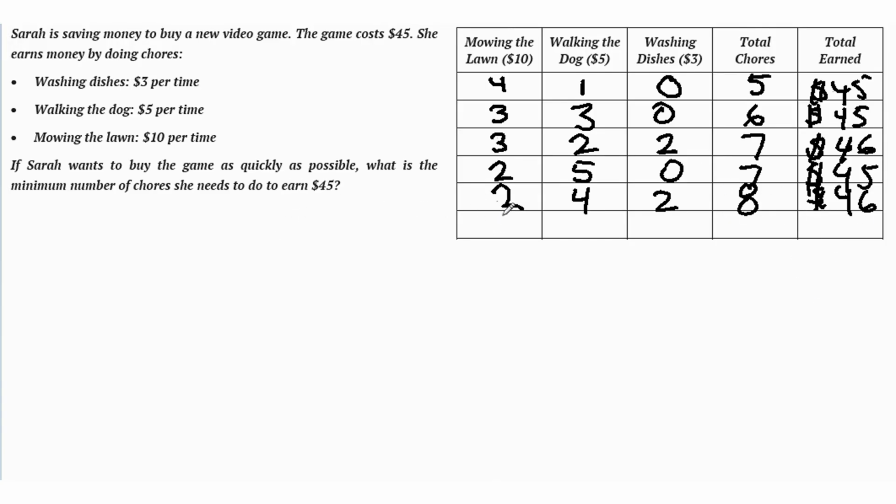And let's just say she only mowed the lawn once. Well, okay, only one time. Then from there, that would be $10. So she's going to do a lot of dog walking from there, which actually, let's say she does it 7 times, because that'd be $10, and 5 times 7 would be 35, and 10 plus 35 is 45. Once again, no more dishwashing here, but that would be another total of 8 chores, which would equal $45.